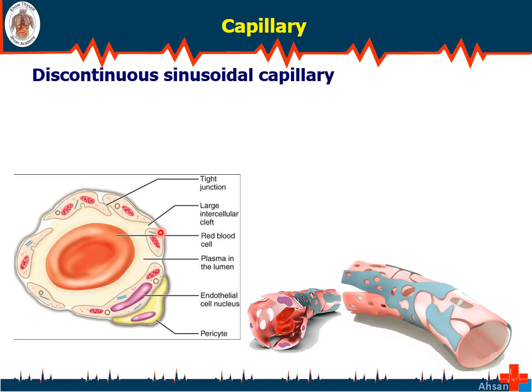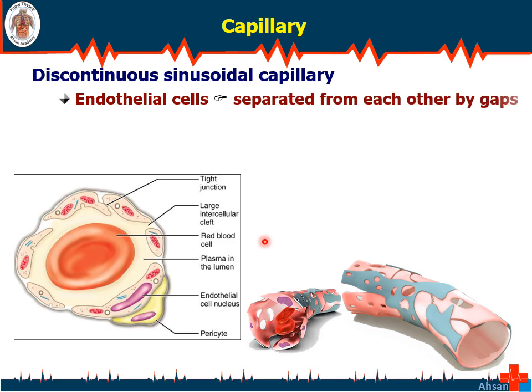The discontinuous type is also known as sinusoidal capillary, or discontinuous sinusoidal capillary. Both words are the same name. So here the endothelial cells are separated from each other. So there is a gap between the endothelial cells, and the lumen is not regular. In continuous and fenestrated types, the lumen is very regular. But here the cells are not adherent, so they cannot maintain the shape. A beaded appearance is there, somewhere dilated more, somewhere less dilated. So irregularity is common in the sinusoidal form of capillary.